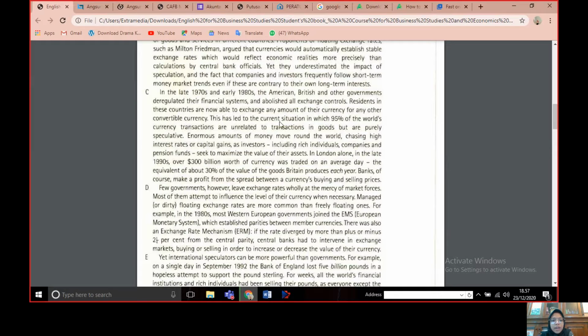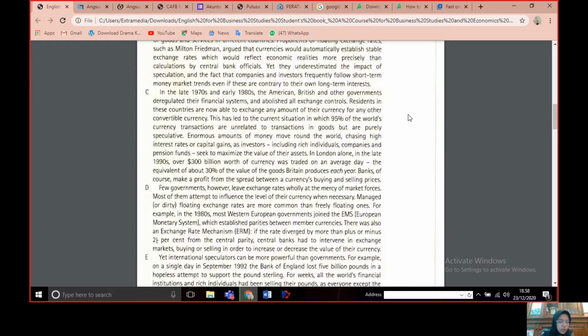This is the current situation in which 95% of world currency transactions are unrelated to a transaction in goods but are partly speculation. Enormous amounts of money move around the world, causing high interest rates and capital gains, as individual companies and personal funds seek to maximize the value of their assets.